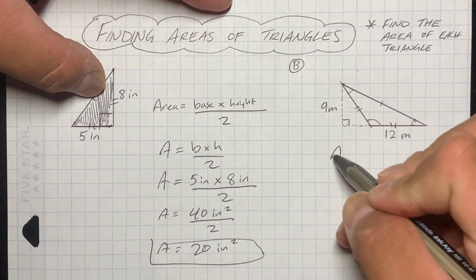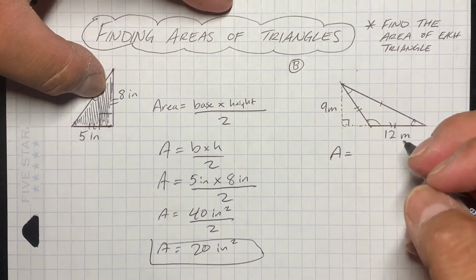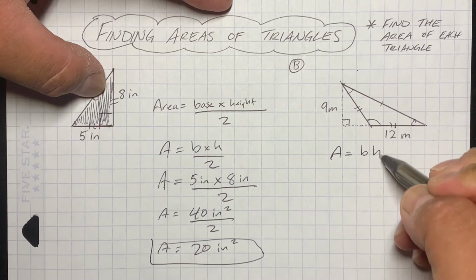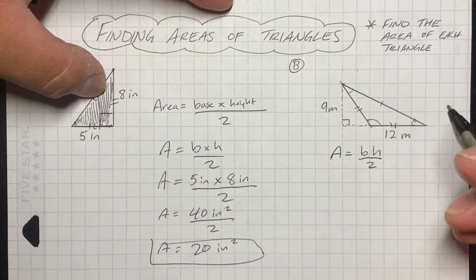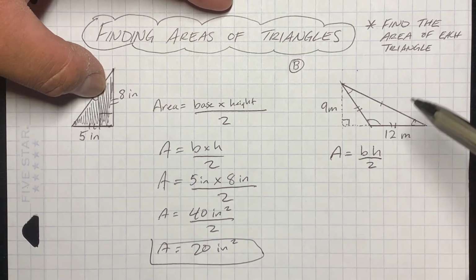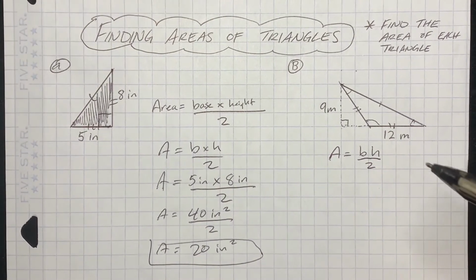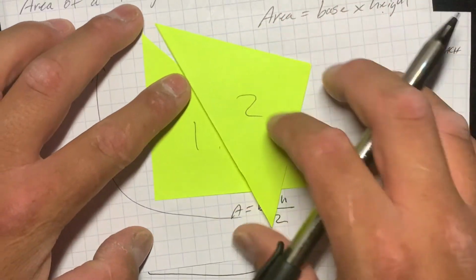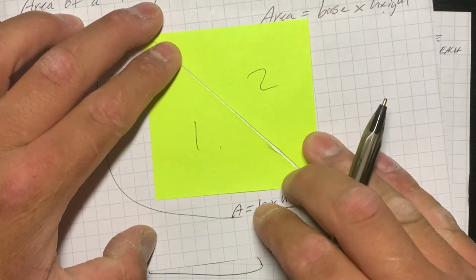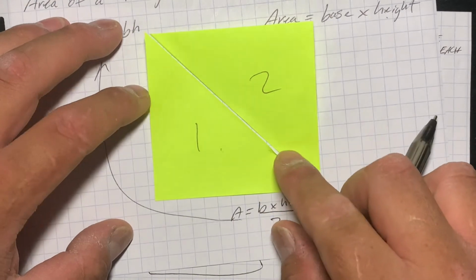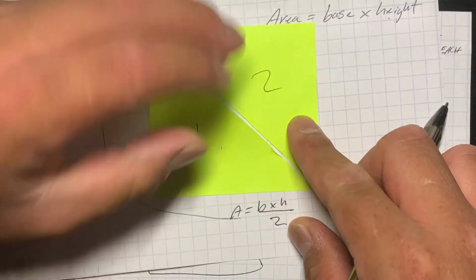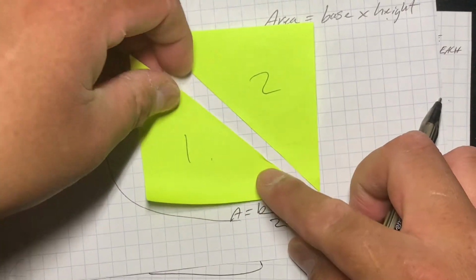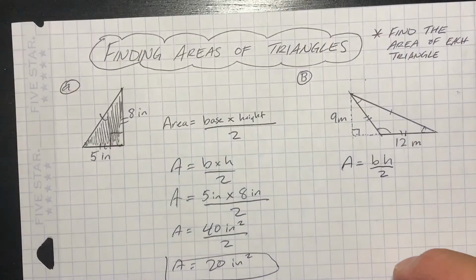So again, write the area formula of a triangle. So area equals base times the height divided by 2. Again, because half of a square is a triangle. One more time. If we have a square and we divide it in half into 2 parts, we have triangles. So yes, that's why we have area equals base times height divided by 2.